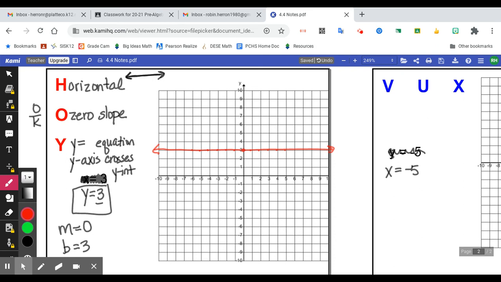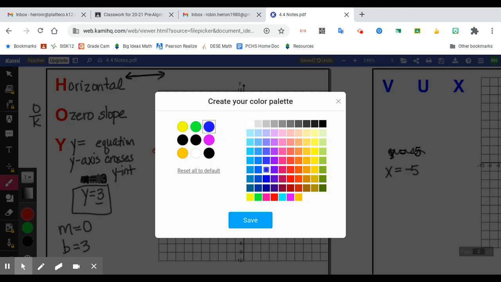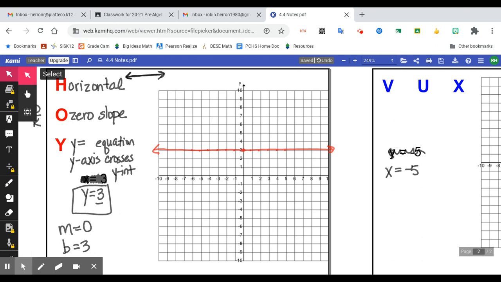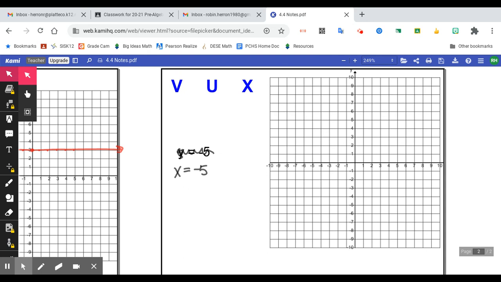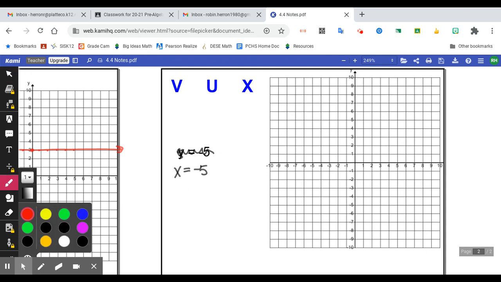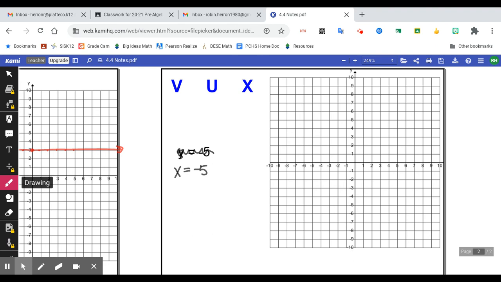Okay, so if I flip this over and I talk about this guy, now we're on the opposite. This is VUX. So hopefully you're already filling in your brain. This would mean vertical. So vertical lines go this way, up and down. This has an undefined slope, which we've already talked about several times. And it's an x equals equation, which means it has an x-intercept only, and it crosses the x-axis.